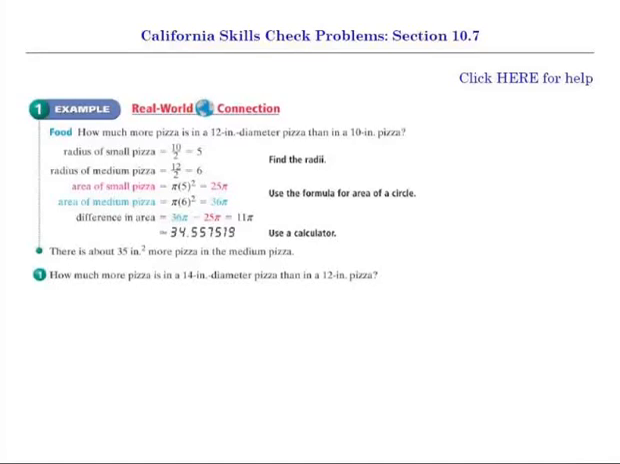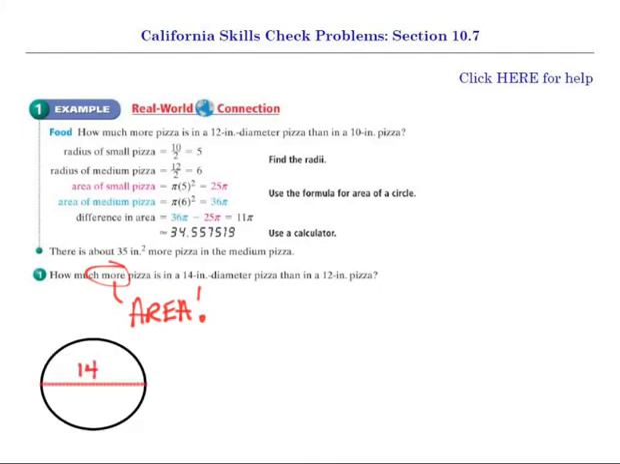Alright, we're going to look at section 10.7, which deals with area of sectors and segments in areas of circles. So we're asked on this one how much more pizza we have for a 14-inch diameter versus a 12-inch diameter pizza. And so we will look at area to do this. And so let's just sketch our circles. One has 14 inches, one has 12 inches for diameters, which is all the way across.